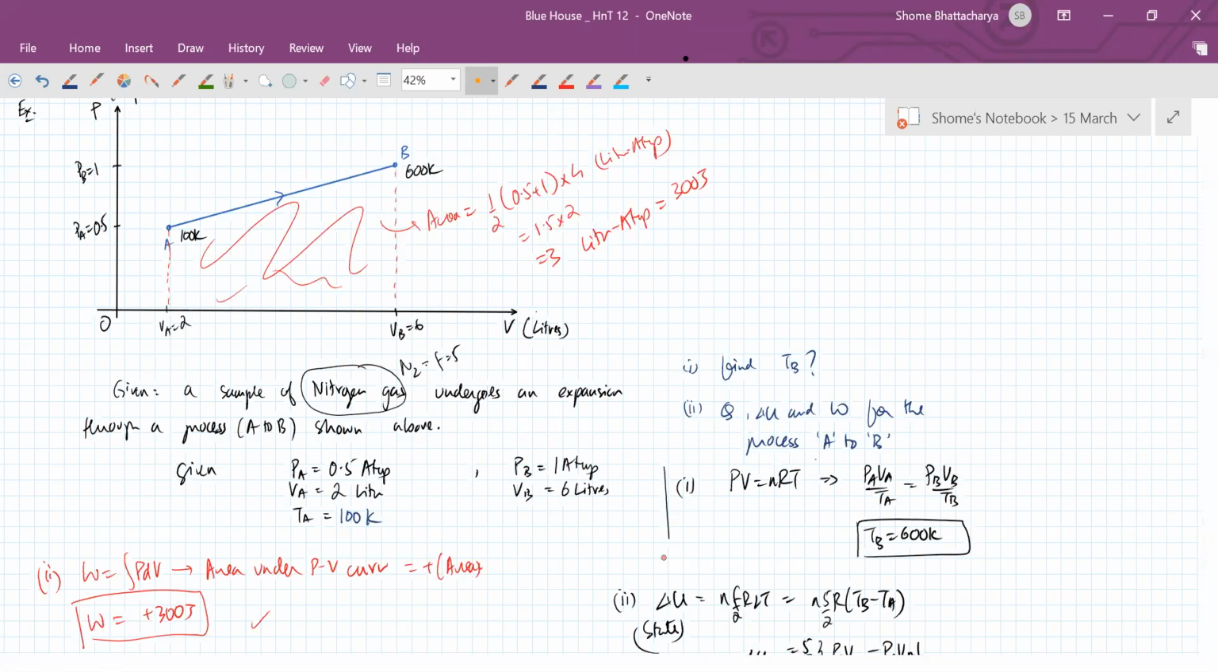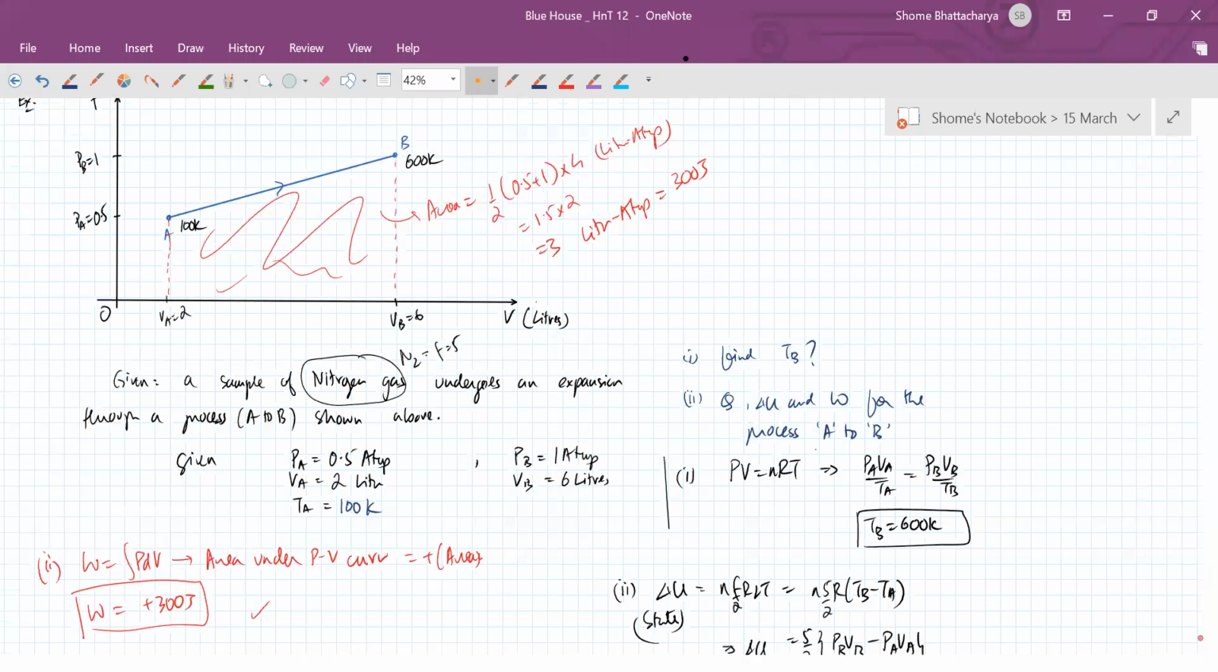Right? As long as we are dealing with an ideal gas and applying the kinetic theory of gases, whether the process is standard or not does not matter. The formula for U will remain the same, that it is NF/2 RT. Okay, very good.